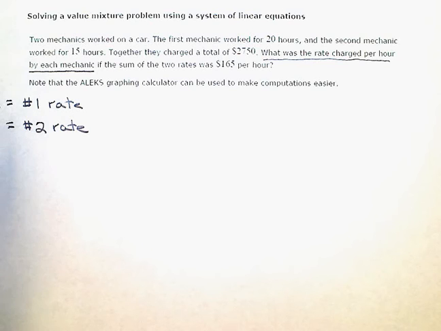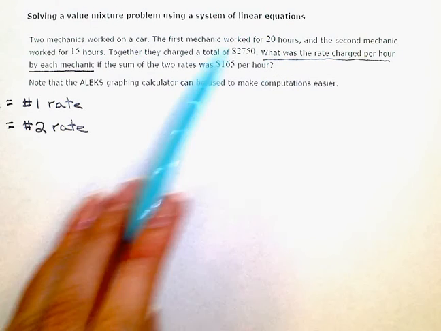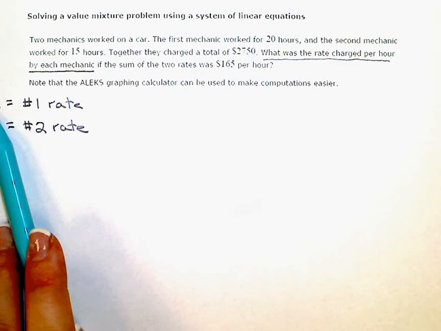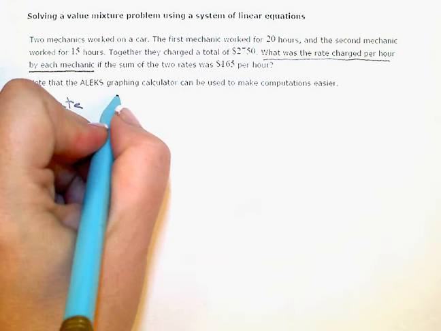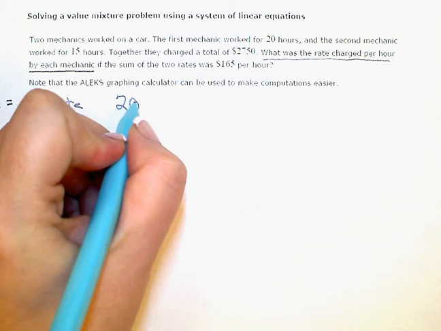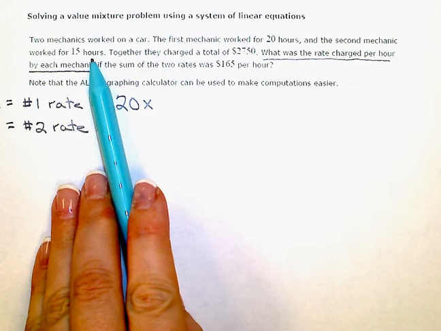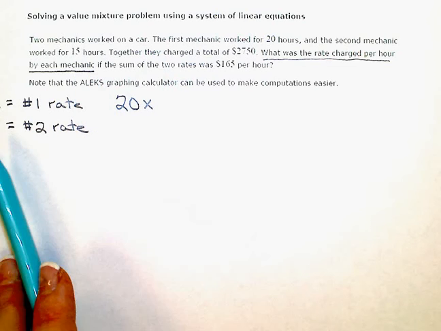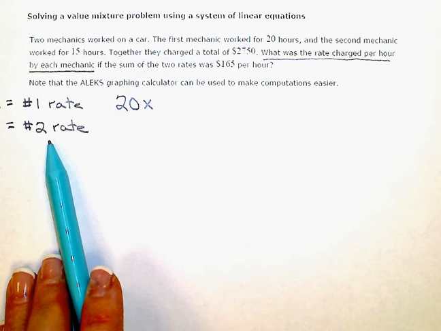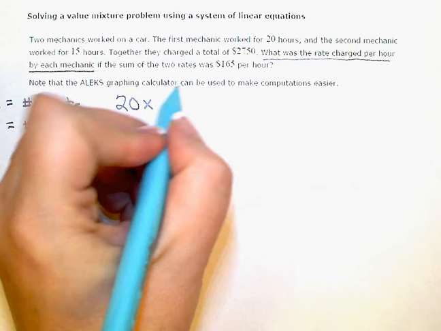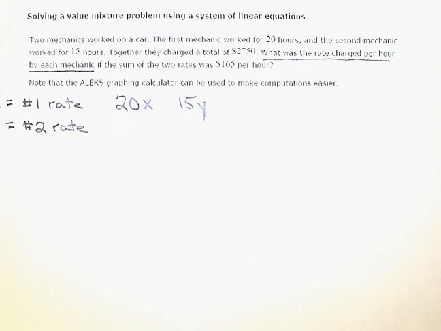Now, I need to set up two equations. Okay? So the first mechanic worked for 20 hours. Okay? So 20 hours at whatever his rate was, X, is going to be how much money he made. The second mechanic worked for 15 hours. So 15 hours times his rate, Y, is going to be how much money he charged or made for the day. So 15 times Y.